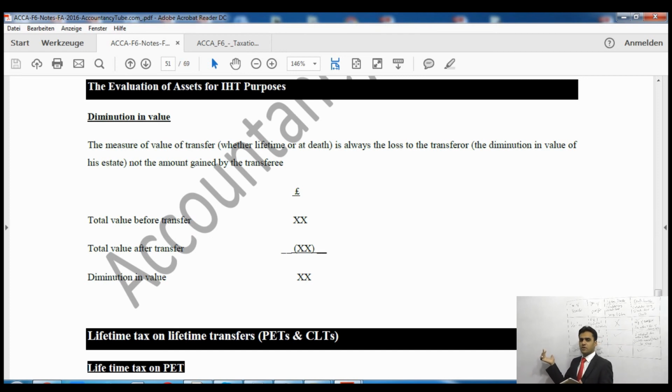This is the amount which is gifted. Out of that we will deduct exemptions. After that we will calculate inheritance tax, and the first £325,000 is going to be at the rate of 0%, and the excess is going to be at the rate of 40% if it is at death, and 20% if it is during lifetime. Right? So that is diminution in value.